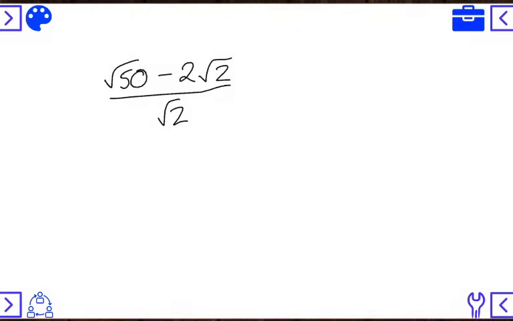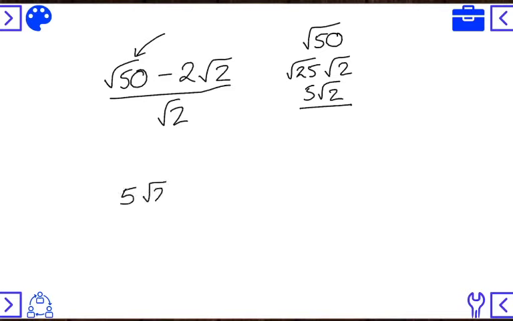So simplifying this part first of all, because the square root of 50 is the same as the square root of 25 times the square root of 2, which gives me 5 root 2. So having simplified the square root of 50 to be 5 root 2, now let's rewrite this whole problem again with 5 root 2 instead of root 50. So 5 root 2, take away 2 root 2 all over root 2. Now in the last example, I actually cancelled out root 2 as a common term to everything in the numerator because I was dividing it by root 2.